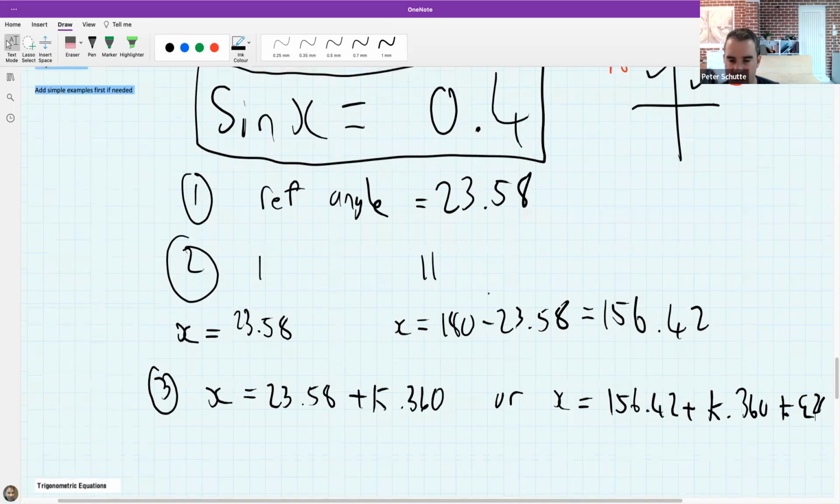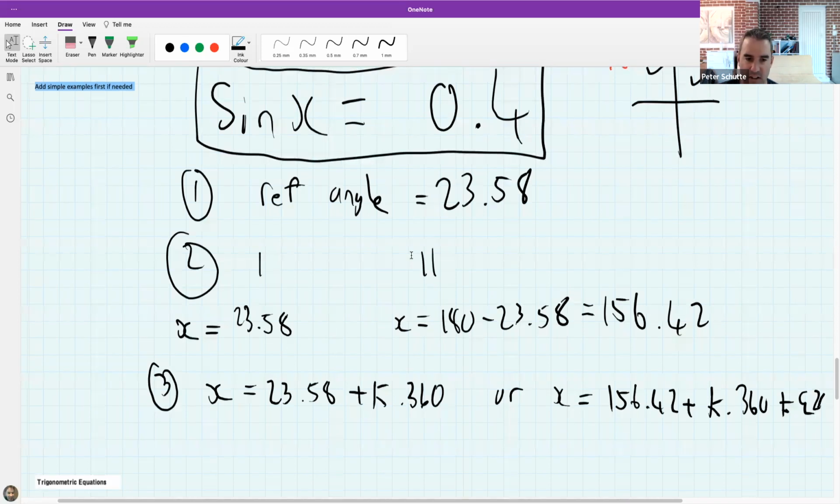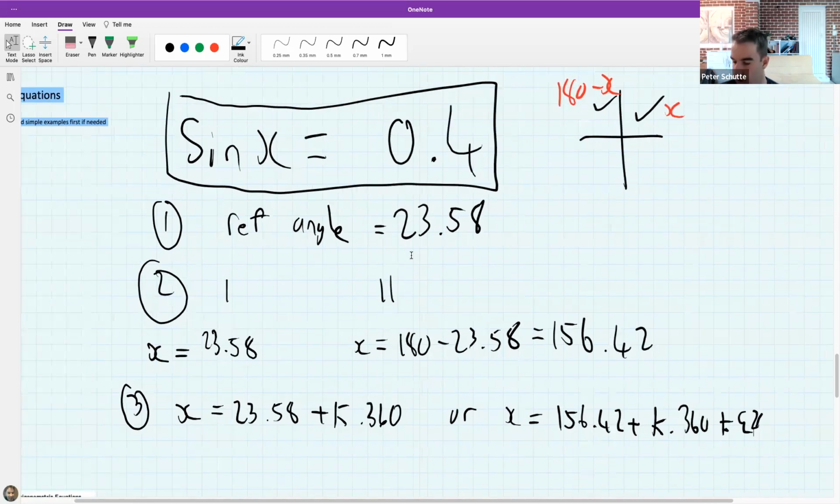And so what we're going to get is the 3-step process for solving a trig equation. You can go back to earlier videos in the year when I did trig equations if you want a bit more detail. But basically, step 1 is to find a reference angle. Step 2 is to know what quadrants you are in and what format they will have. And then step 3 is just the general solution.